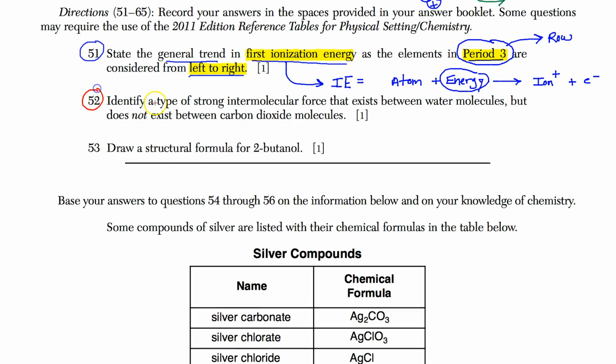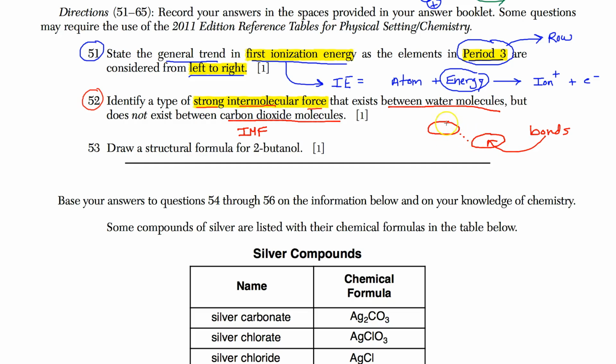Number 52, identify the type of strong intermolecular force. That's important that you understand what that is. Strong intermolecular force, sometimes we like to call them IMFs, that exist between water molecules but not carbon dioxide molecules. So an intermolecular force is a force between molecules. Molecules have bonds in them, but have attractive forces between them. It is these attractive forces that decide whether the compound is a solid, liquid, or a gas.